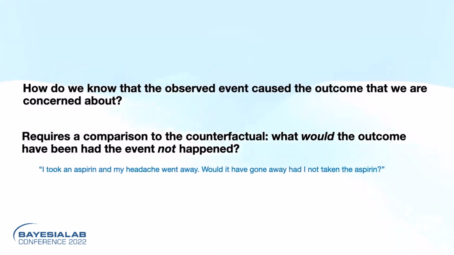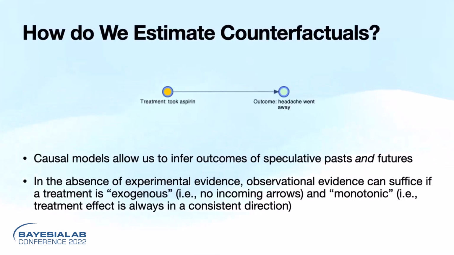So kind of the toy example we always use around this is, well, I took an aspirin and my headache went away. Would it have gone away if I had not taken the aspirin? If you read any of Pearl's books, you'll see that example all over the place. And we can use causal models to help us infer the outcomes of speculative past and futures.